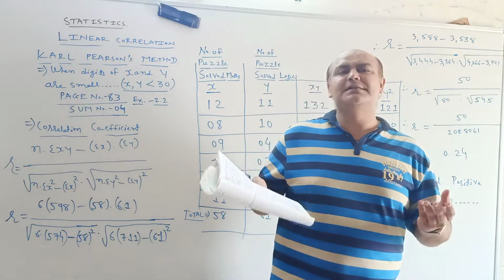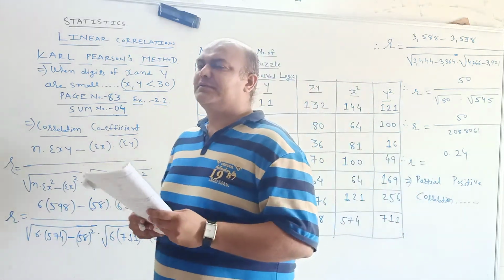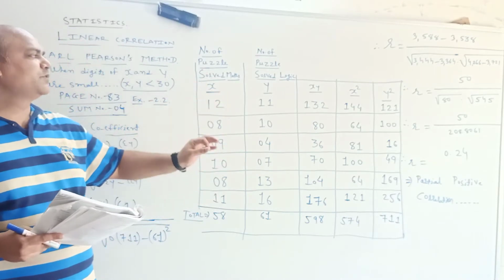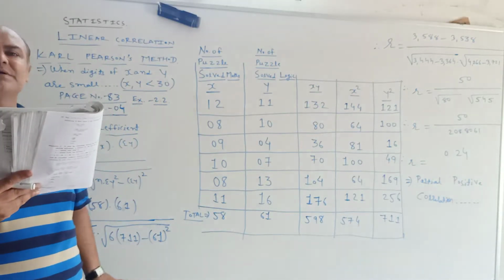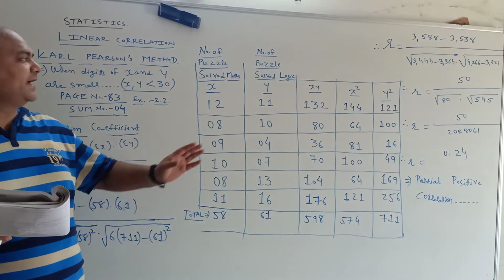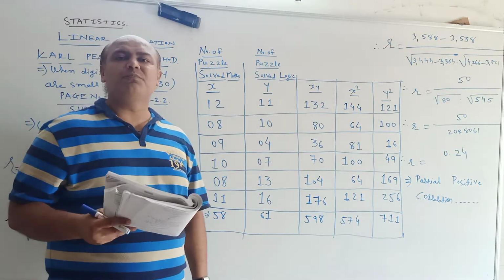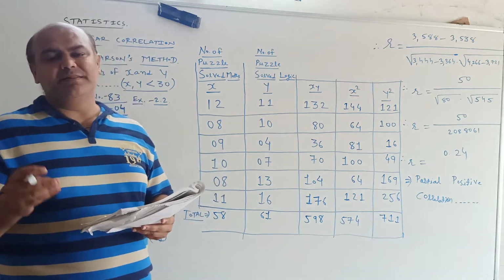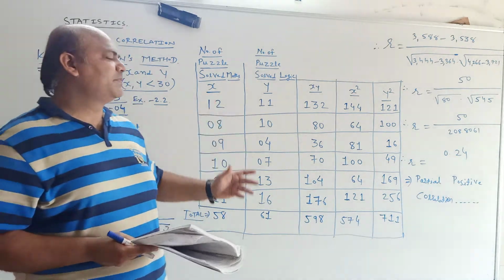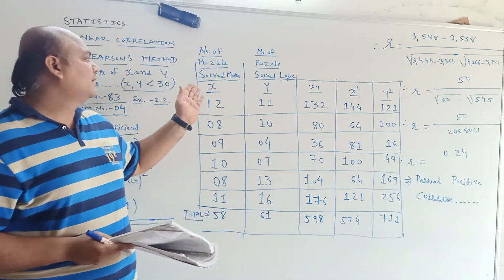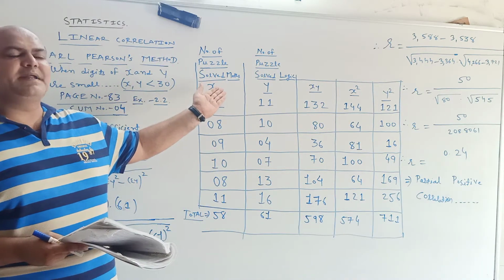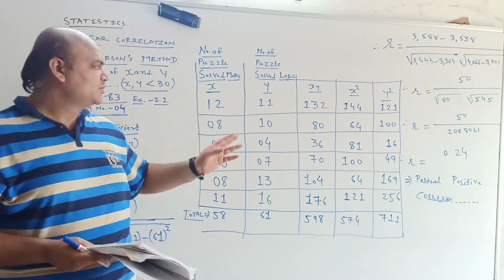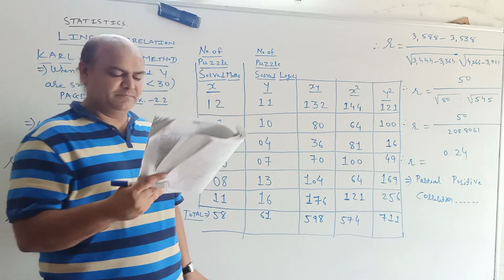Here, two variables are there. The first variable, that is x, is the number of puzzles solved in mathematics, and the second, y, is the number of puzzles solved on the basis of logic. Two variables, x and y.